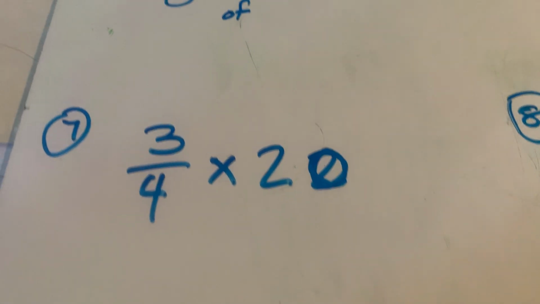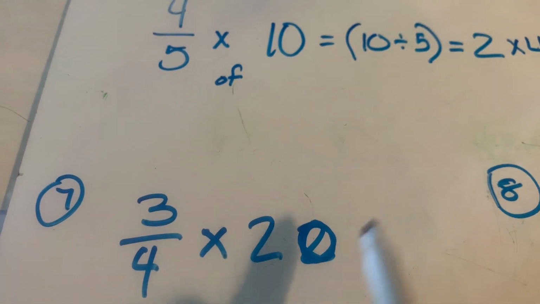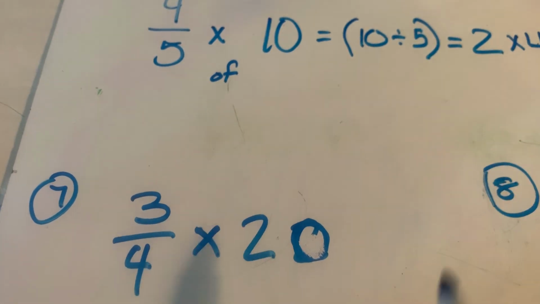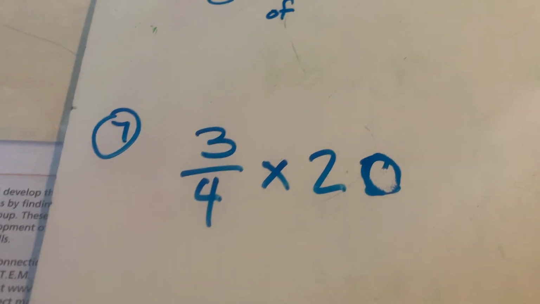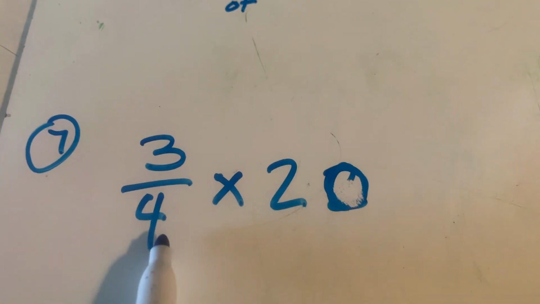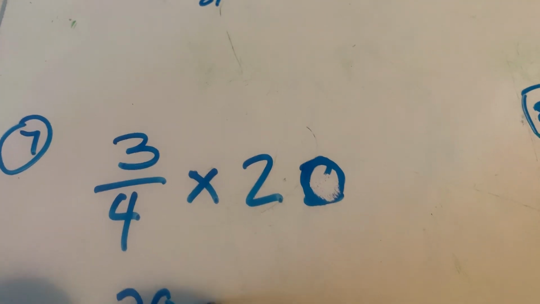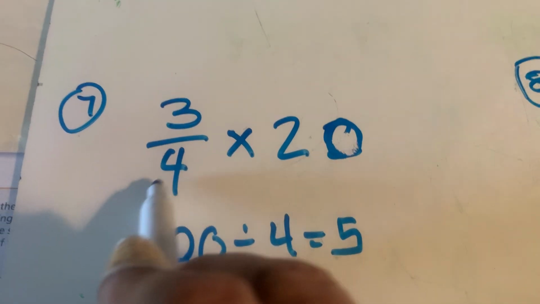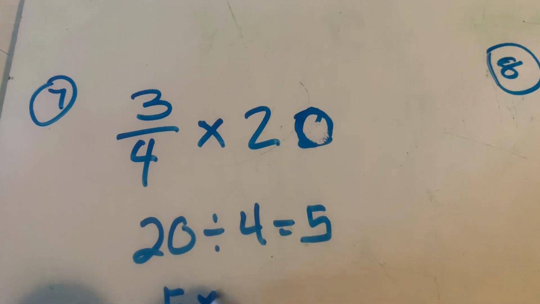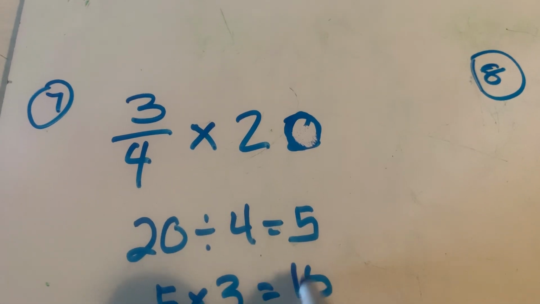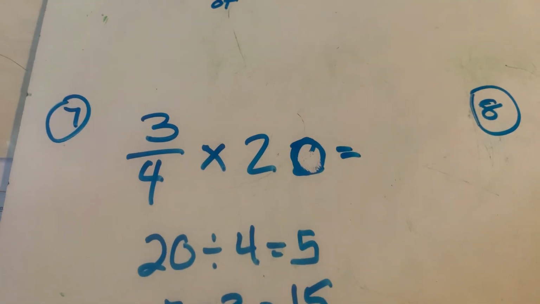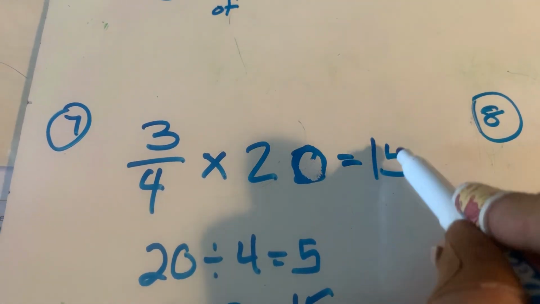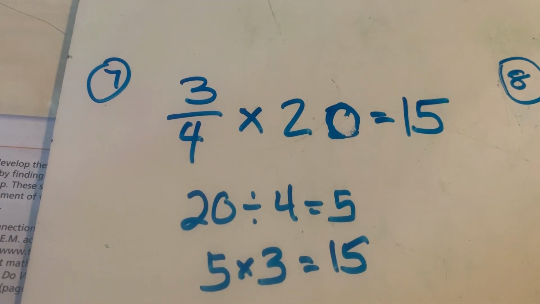Sorry, just turned the phone off. So once again, let's think about the actual math that's involved here. 20 divided by 4 equals 5. And then we're going to take that 5 times 3, which equals 15. So 3/4 of 20 equals 15. I hope you tried it and got it right.